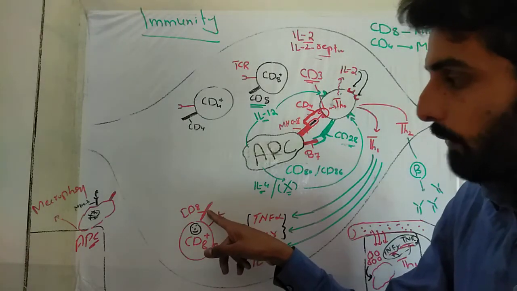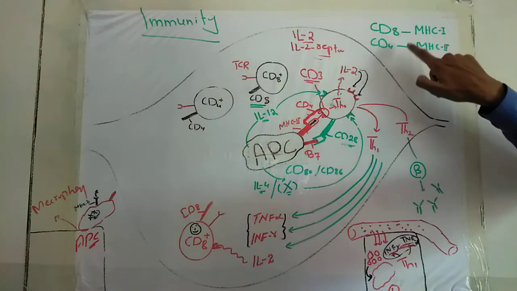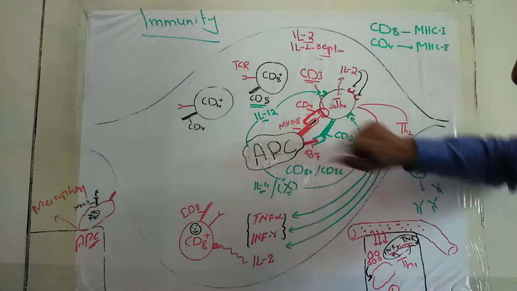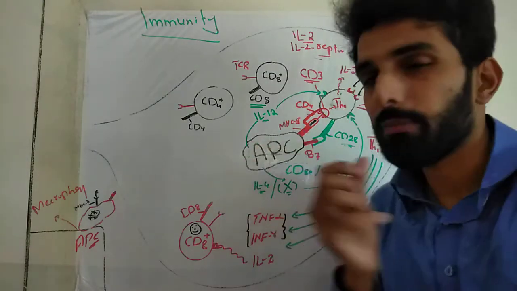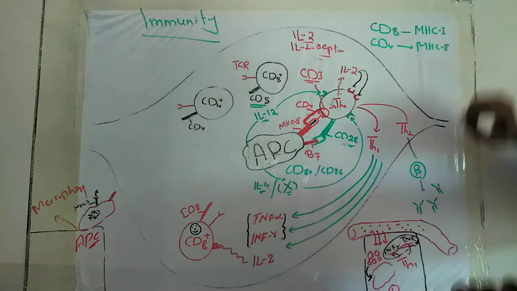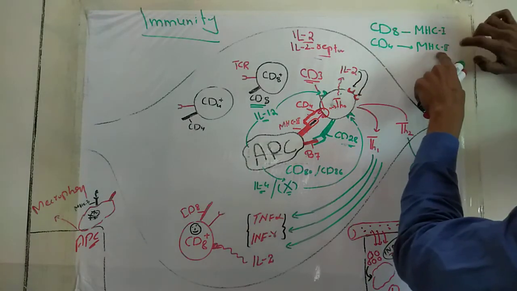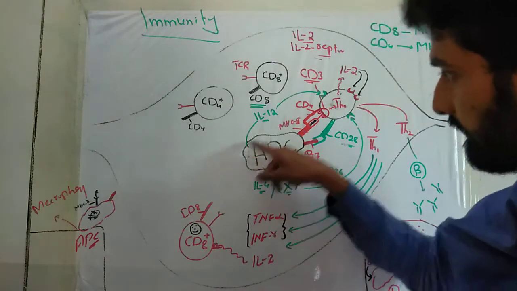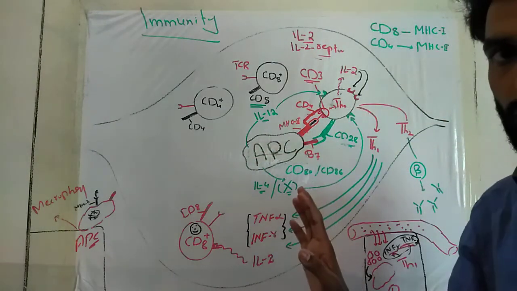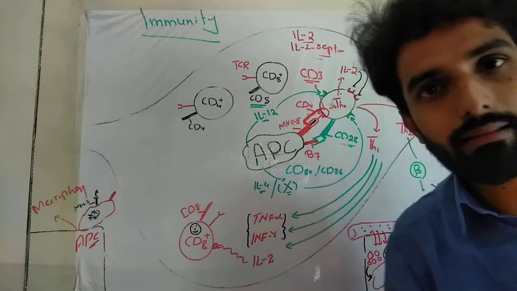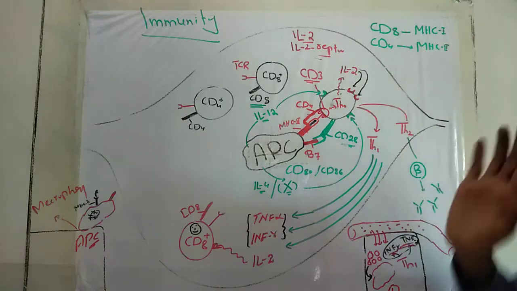This CD8 protein can make a bond with the MHC-1, but here you can see the APC is having MHC-2. Now how will this attachment take place? No need to worry. Let me tell you one more thing. MHC-2 is the protein that is present on the APC. B cell is an APC, so B cell will be having MHC-2. Dendritic cells are APCs, so dendritic cells will be having MHC-2.